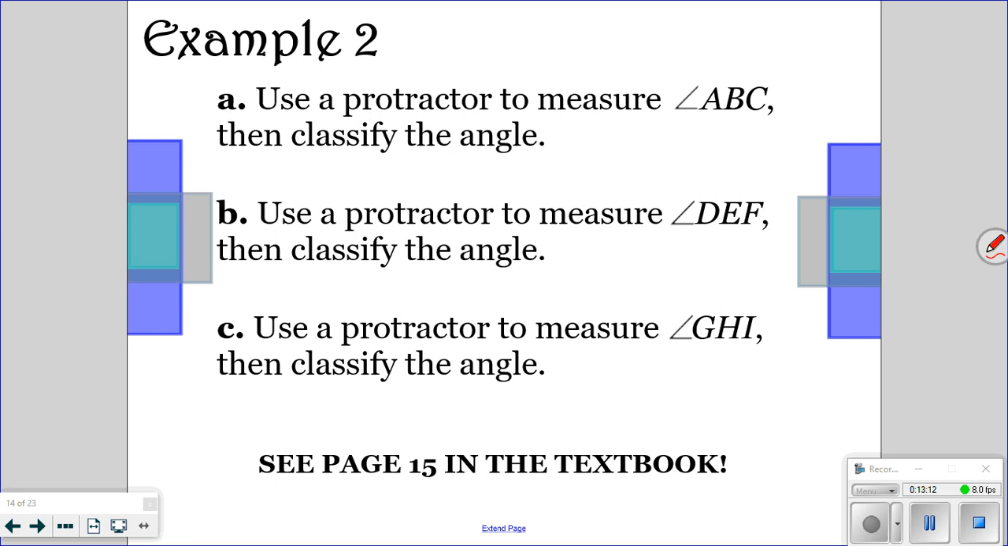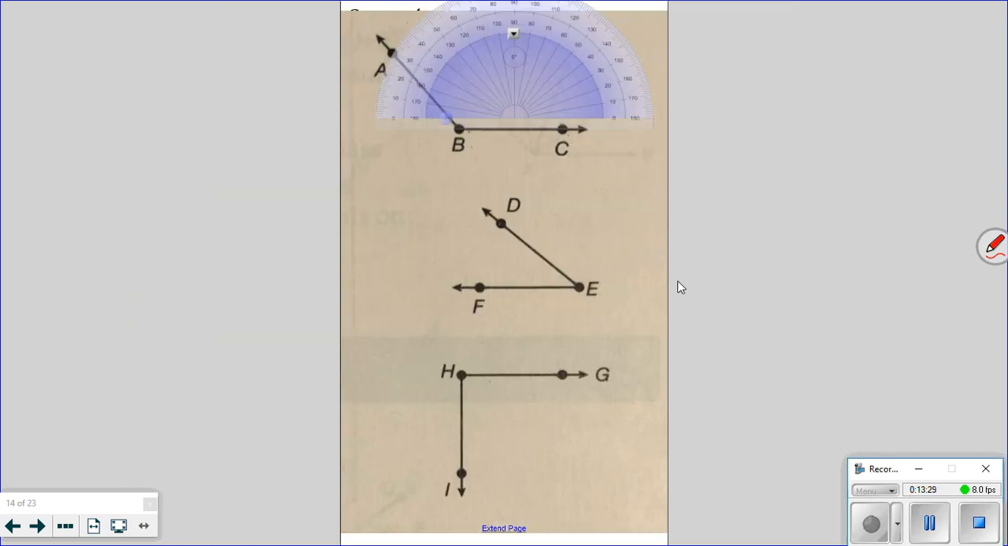So now we're going to use a protractor, and you need to get out your book. We're going to go to page 15 in the textbook to use a protractor to measure angles ABC, DEF, and GHI. Alright, so once y'all are looking at page 15 in the book, you need a protractor, so pull it out of your box, and I'm going to go over how you use a protractor.